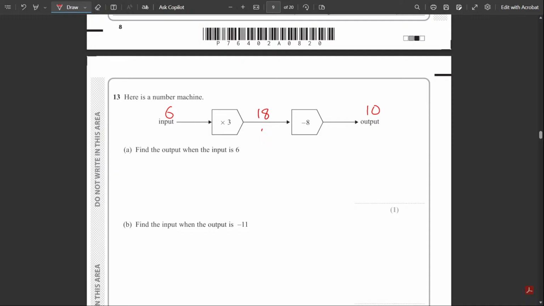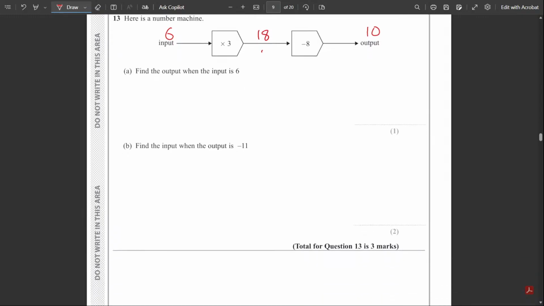And then find the input when the output is negative 11. So what we got is, starting here, negative 11. Opposite to that, so you add 8 because you're working backward, and that will give you negative 3. And then divide by 3 will give you negative 1. So you can see if you get negative 11: negative 1 times 3 is negative 3. Negative 3 and negative 8 gives you negative 11. So we got 10 and negative 1.